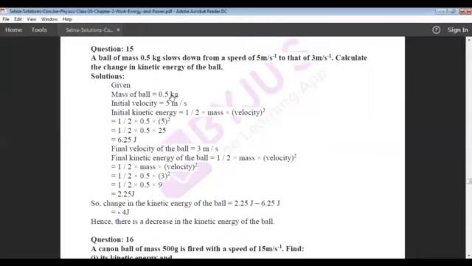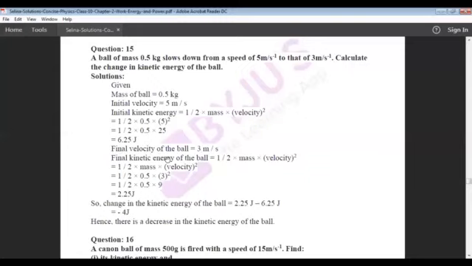The mass of the ball is 0.5 kg and the initial velocity is 5 meter per second. So the initial kinetic energy is half mv square, that is half times the mass 0.5 kg times the initial velocity 5 meter per second, squared. If you substitute the values, you are going to get the initial kinetic energy as 6.25 joules.